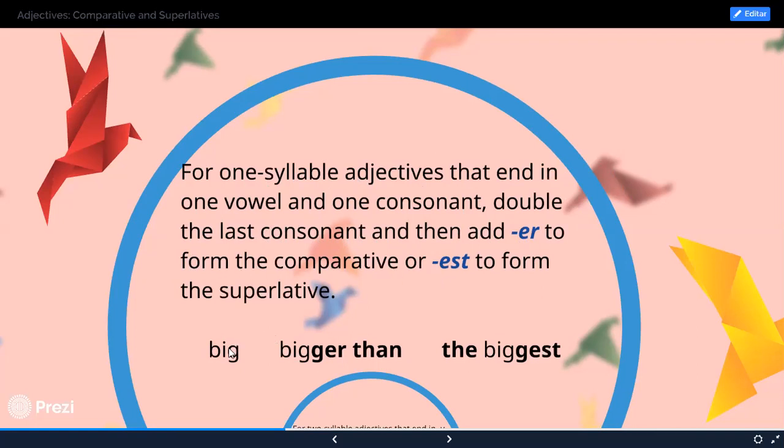So you can see that I have here big. How many syllables? One. Okay, and you can see here we have a vowel and then a consonant. So I double the last consonant and I add ER, okay? So big becomes bigger than.